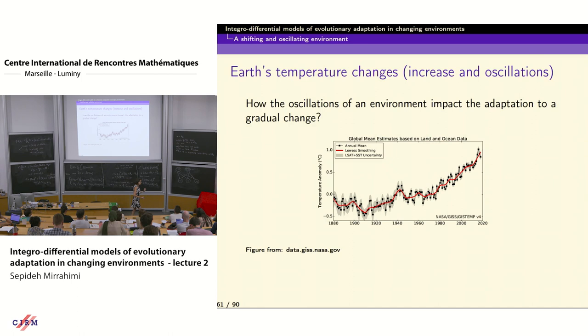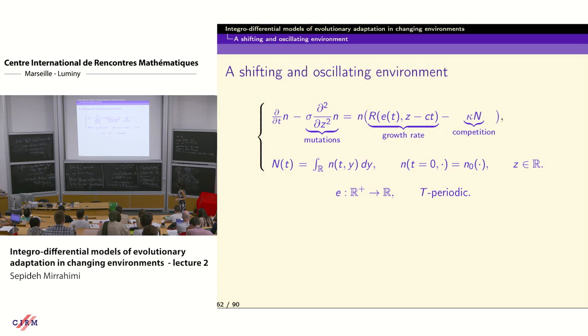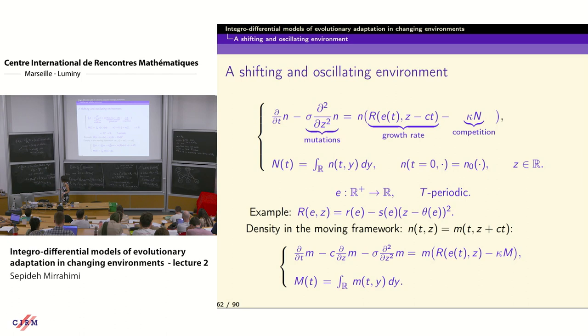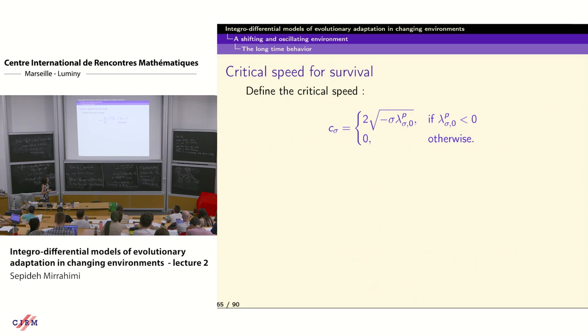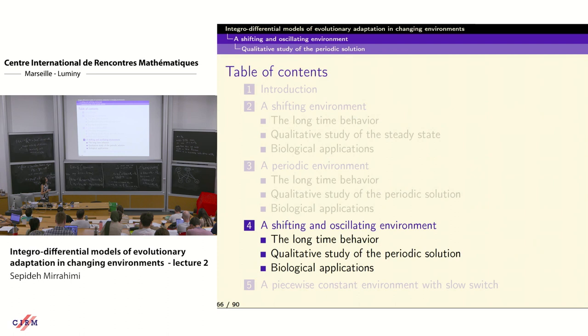So we can also look at situations where the growth rate has a periodic component, so it oscillates periodically, but we also have this shift in the environment. And then we can provide an analysis of this problem as well. I'm not going into the details of the analysis, but it's somehow coupling the ideas that we had in the first two sections.